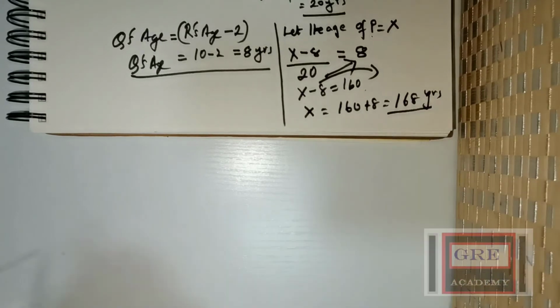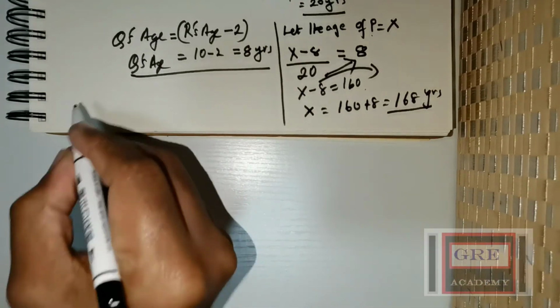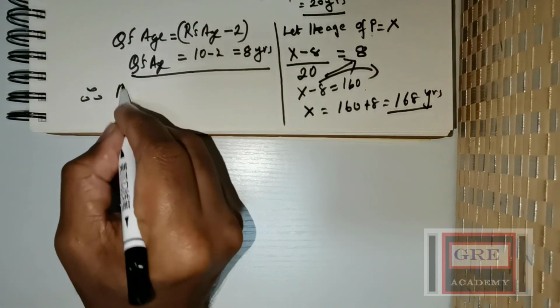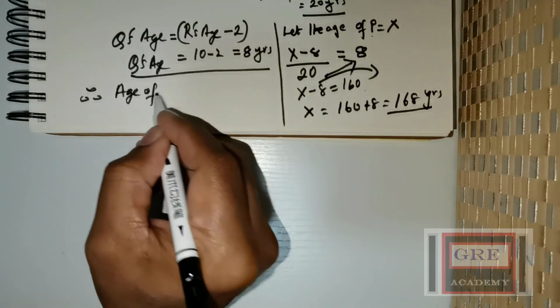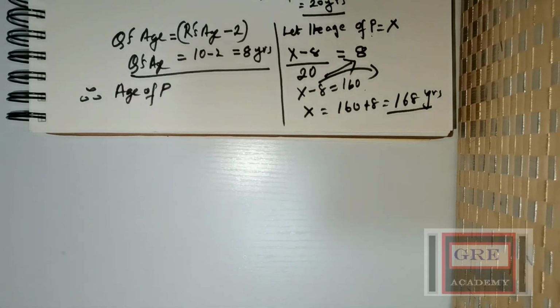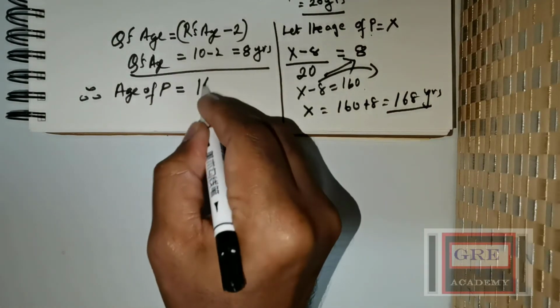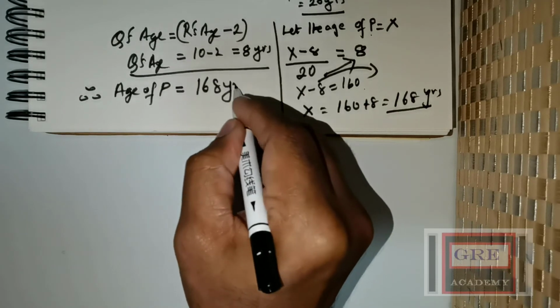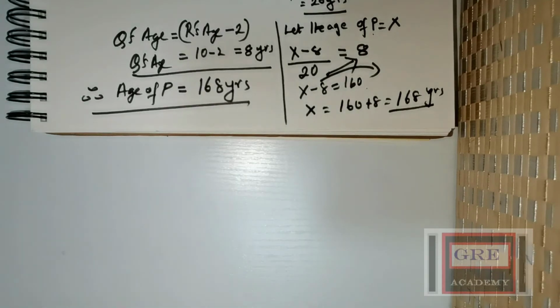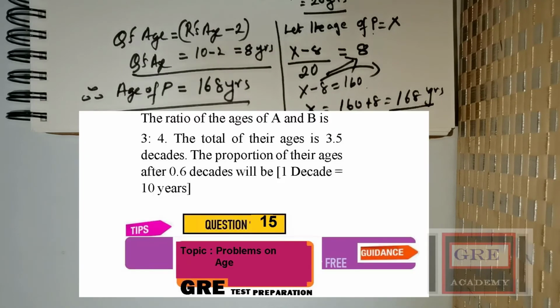So therefore the age of P, who is the grandfather of Q, is 168 years. So that completes the solution to this question.